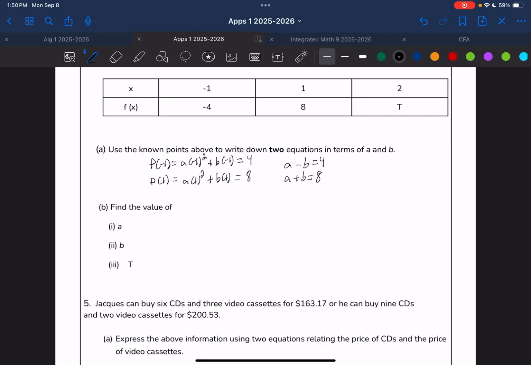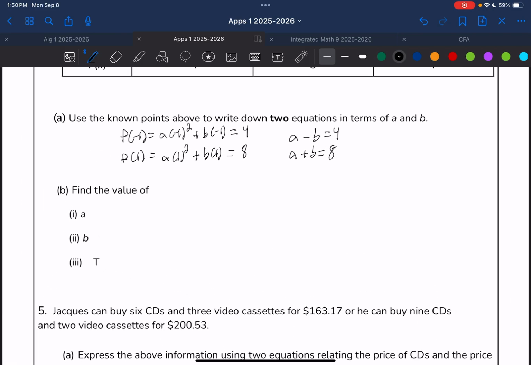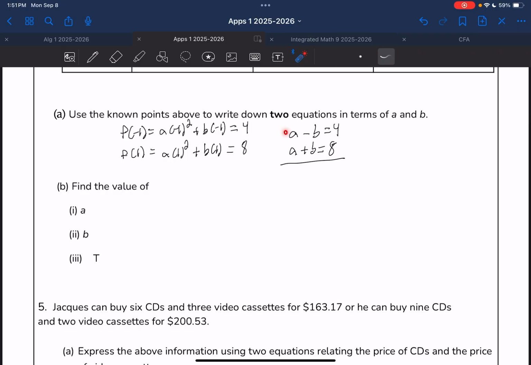And we can go ahead and solve that system using our calculator if we wanted to. I actually think in this case elimination would be faster, so I'm just going to do elimination. I'm going to notice that negative b and b have opposite coefficients, so I'm just going to add these equations. And I'm going to get that 2a is equal to 12, meaning that a has to be equal to 6.